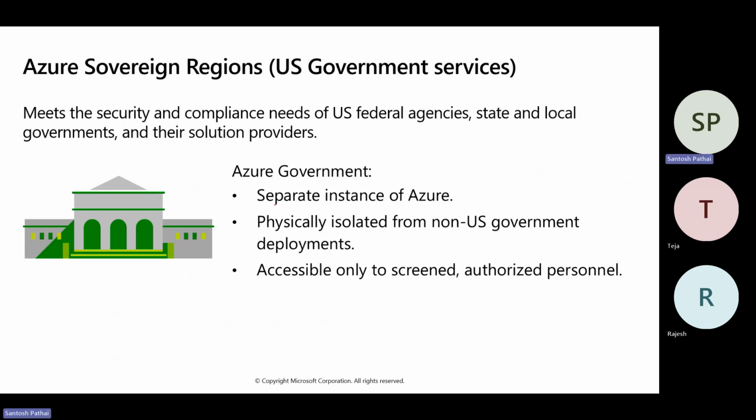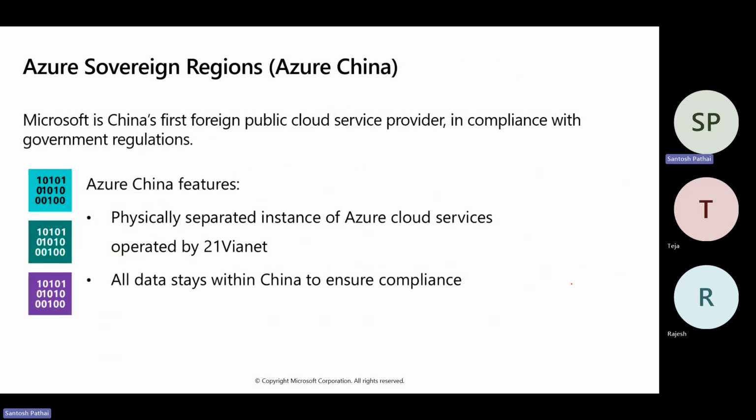This government cloud is a separate instance of Azure, physically isolated from non-US government deployments. If we go and buy an Azure cloud in the US, it will be isolated from the government cloud. It is accessible only to screened, authorized personnel. You need to prove that you are from the US government and have all the documentation. Only then will you have access to the Azure government cloud, or else you will not get access.